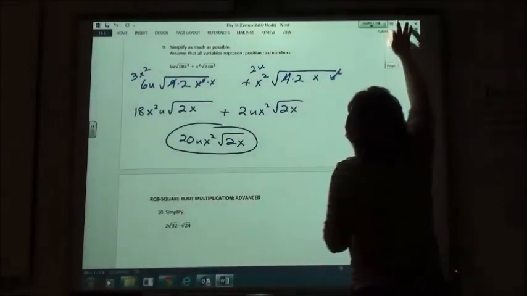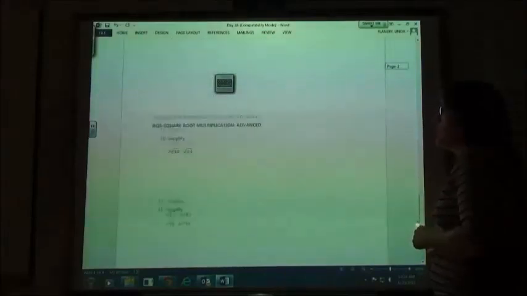And the last 3 on this page have to do with multiplying square root expressions together.